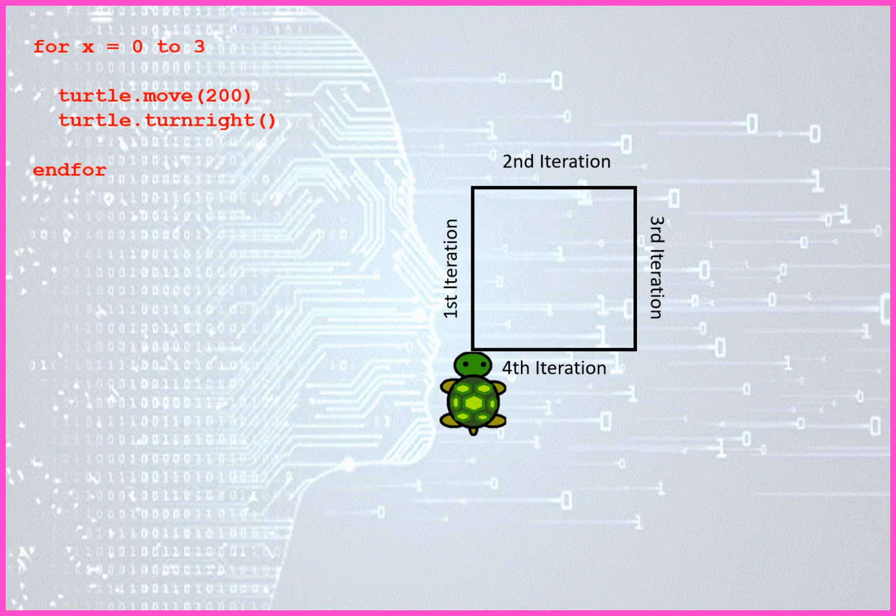And here we can see how the square will be drawn. On the first iteration, the turtle will draw the left-hand edge and get to the top and will turn. Then it will draw the second iteration across the top, turn again. It will draw the third iteration, the third line down on the right-hand side, turn, and then will complete the last line of the square with the fourth iteration.